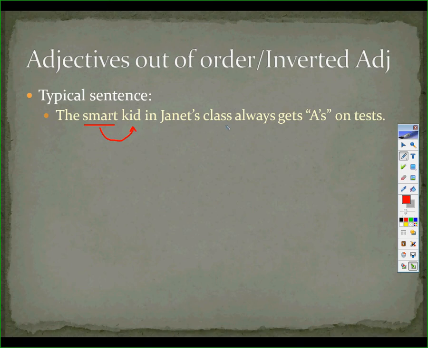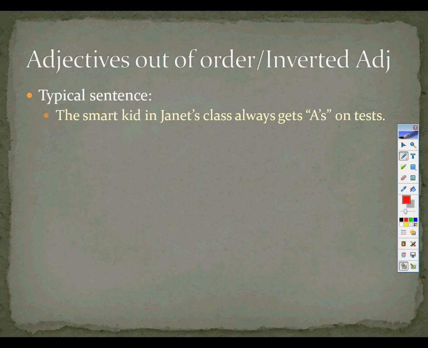That's the typical location of an adjective in a sentence: in front of the word it's modifying. Obviously there can be adjectives in other places in the sentence, and they can modify other words, but they're always in front of the noun that they modify. That's the typical construction of an adjective. So if we're talking about inverted adjectives or adjectives out of order, we're talking about adjectives that come after the noun.